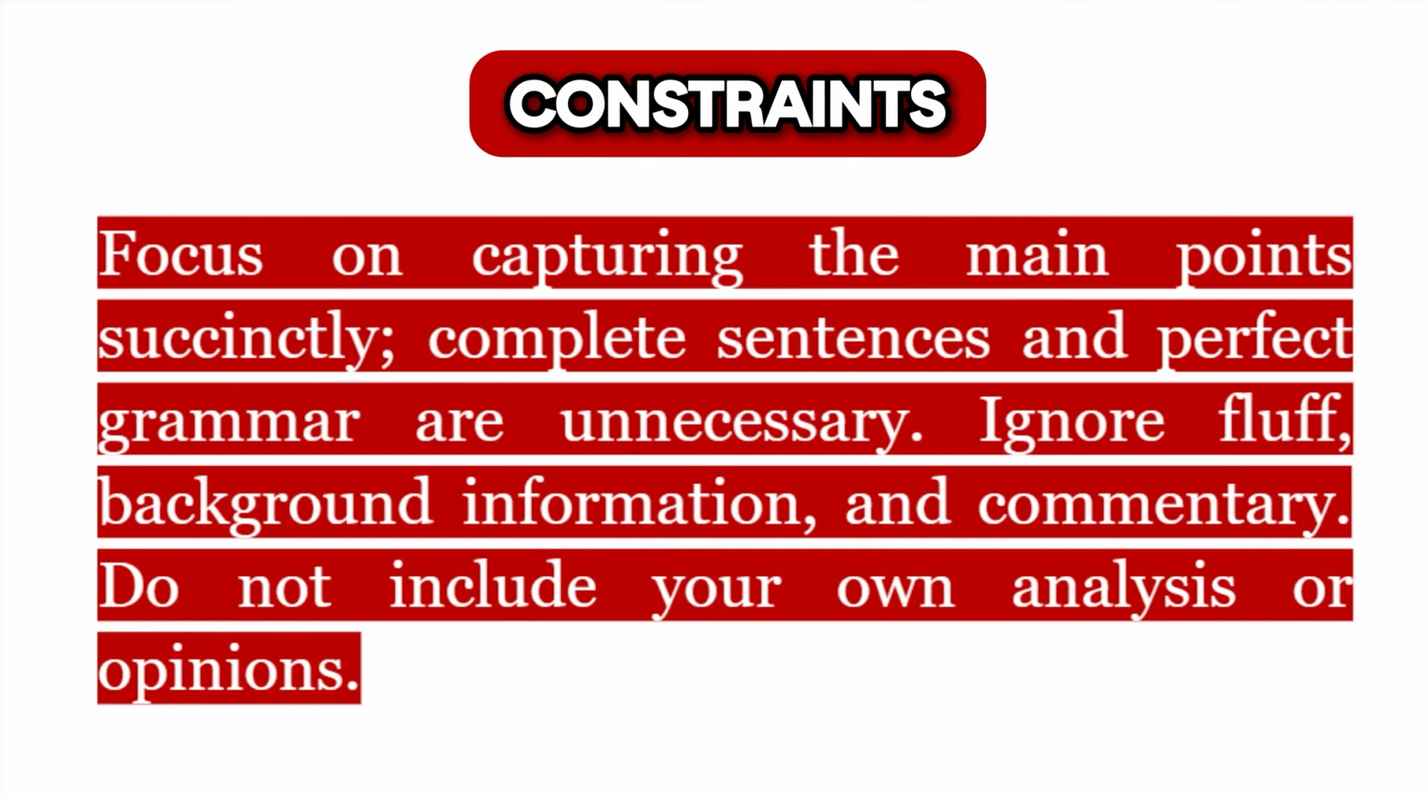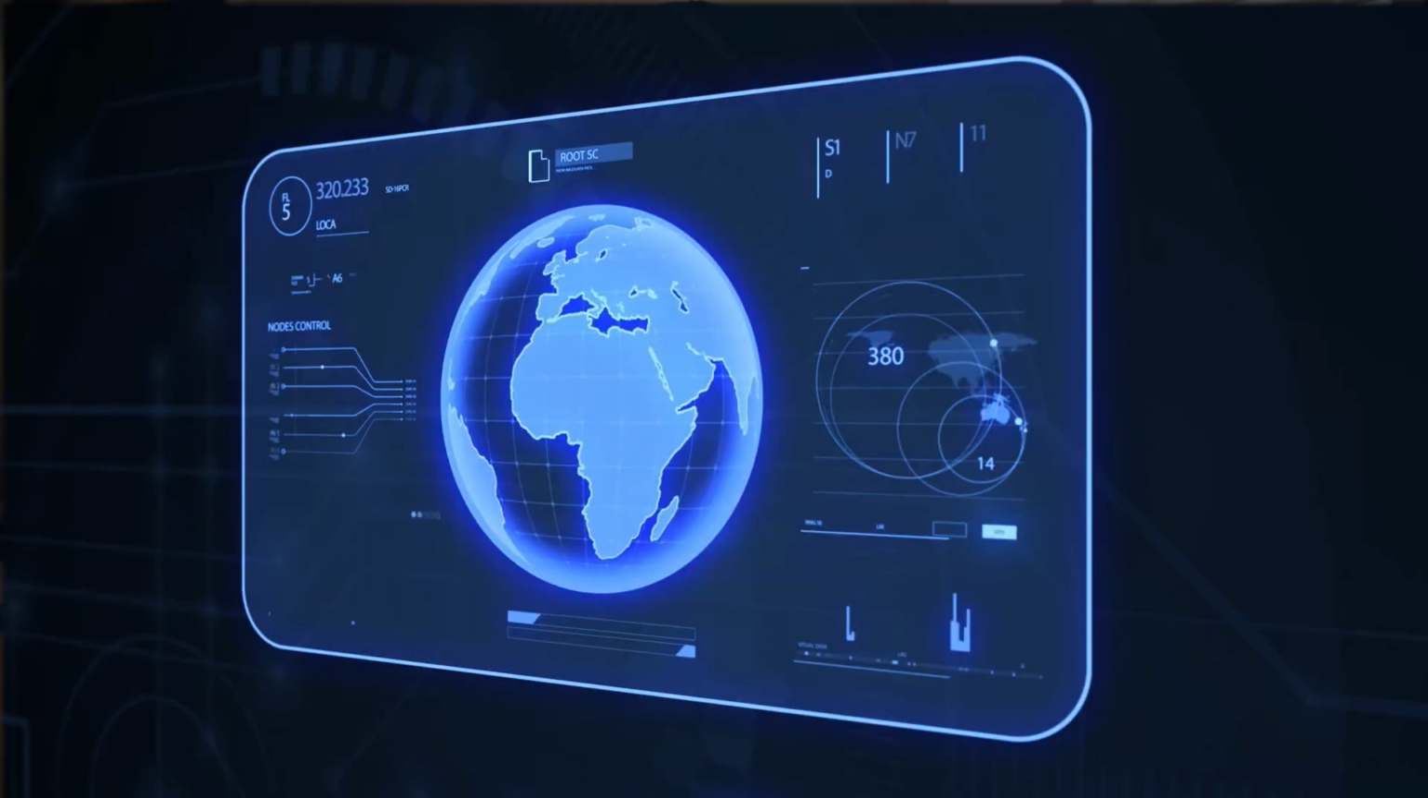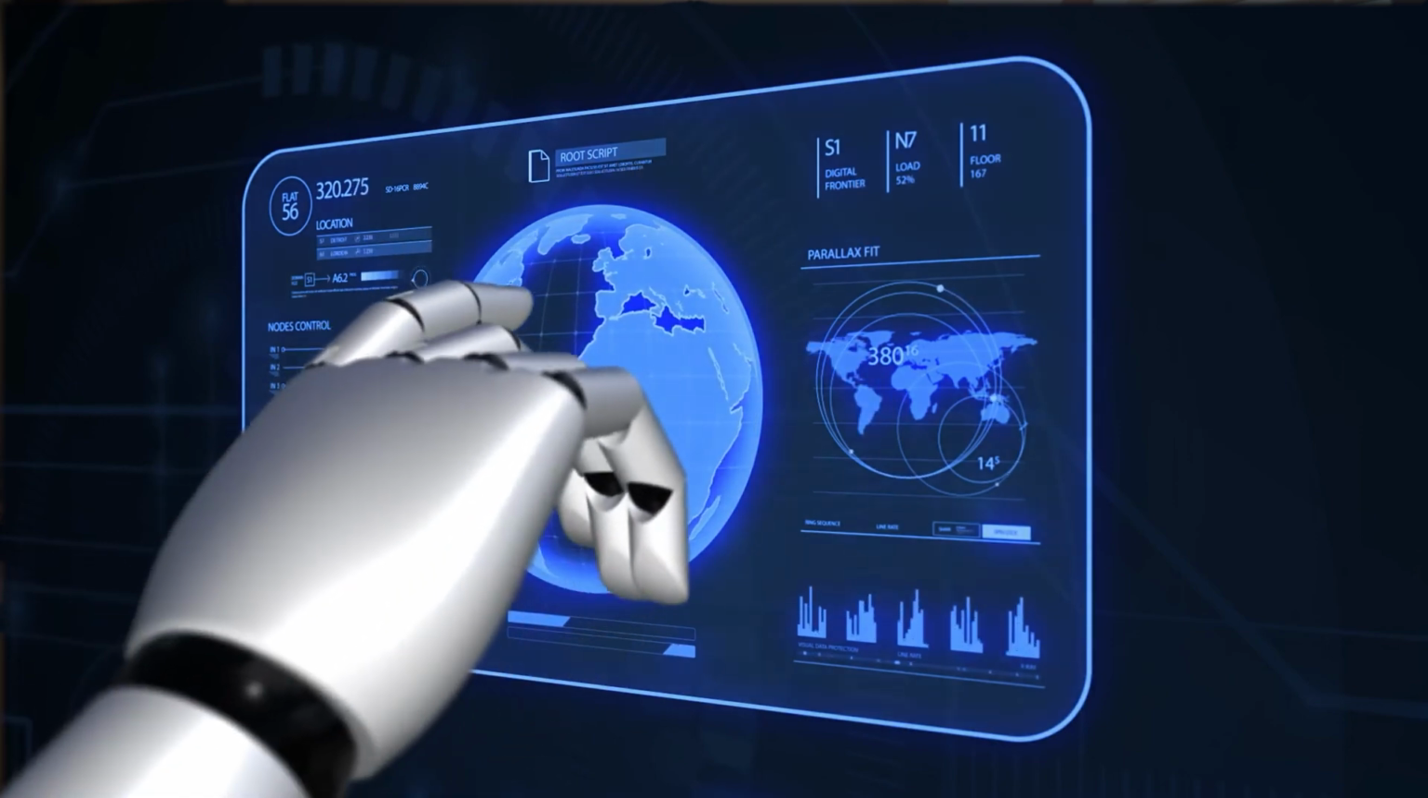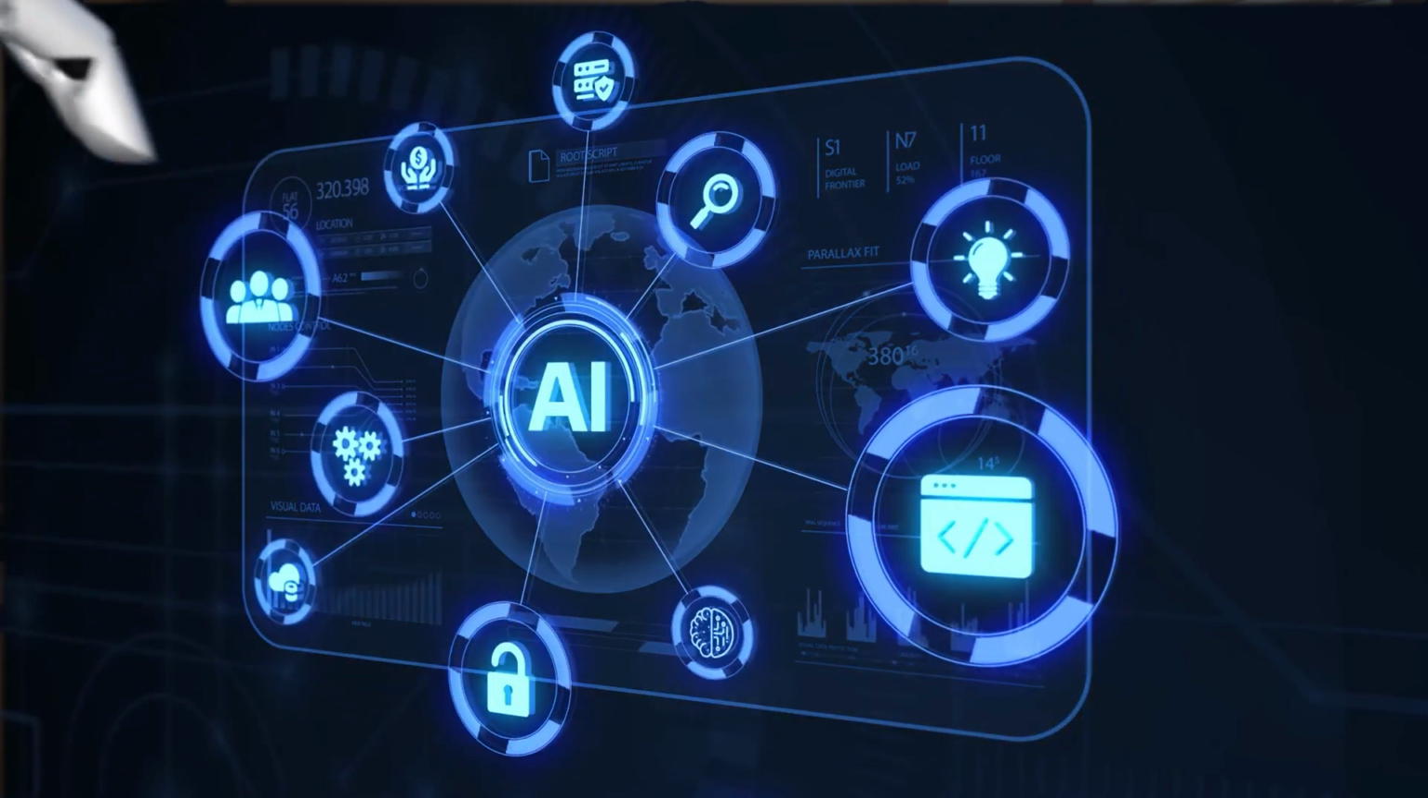Complete sentences and perfect grammar are unnecessary. Ignore fluff, background information, and commentary. Don't include your own analysis or opinions. Last, we have capabilities and reminders. This is where we tell the agent what tools it has and point out important points to touch on.